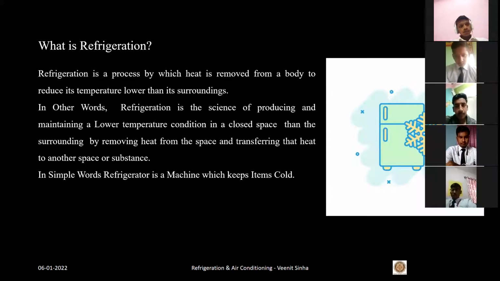ठीक है. इन कॉमन इन जनरल अगर मैं बोलने की कोशिश करूं, ओके, इन सिंपल वर्ड, रेफ्रिजरेशन किस चीज के साथ होता है? एक मशीन के साथ होता है, that is called a refrigerator. वो क्या करता है? वो सिंपली आइटम को कूल करता है. ठीक है. आइटम को कूल रखता है. इसे हम रेफ्रिजरेशन बोलते हैं.